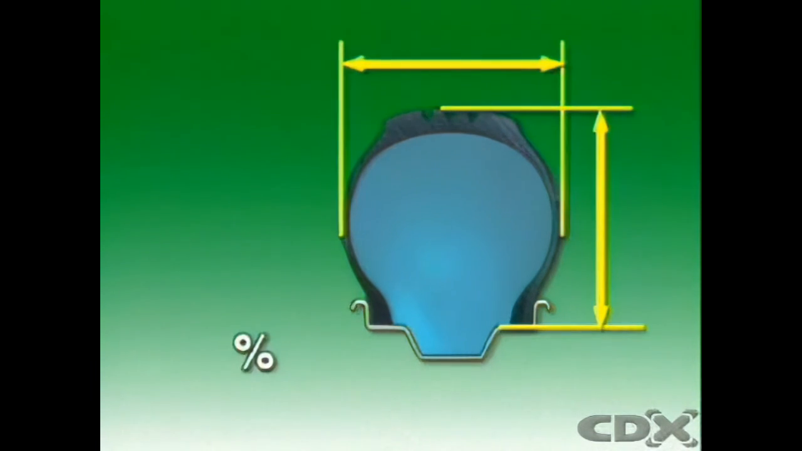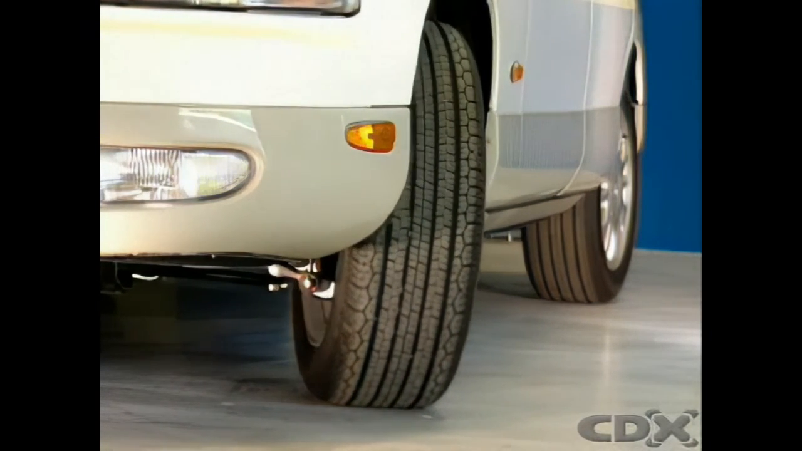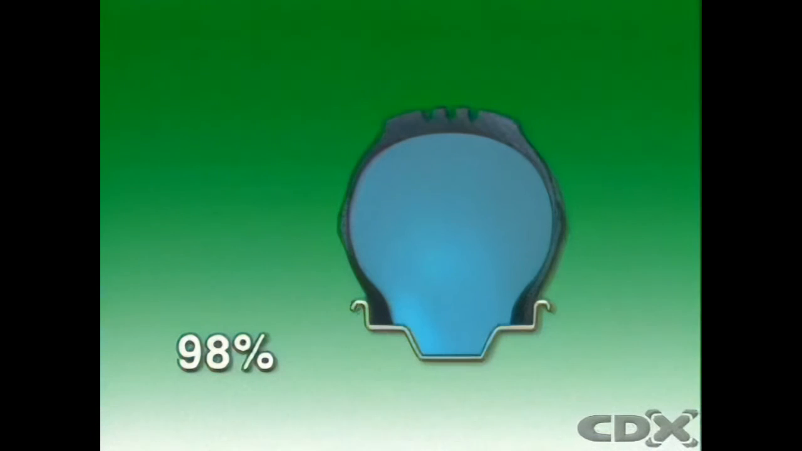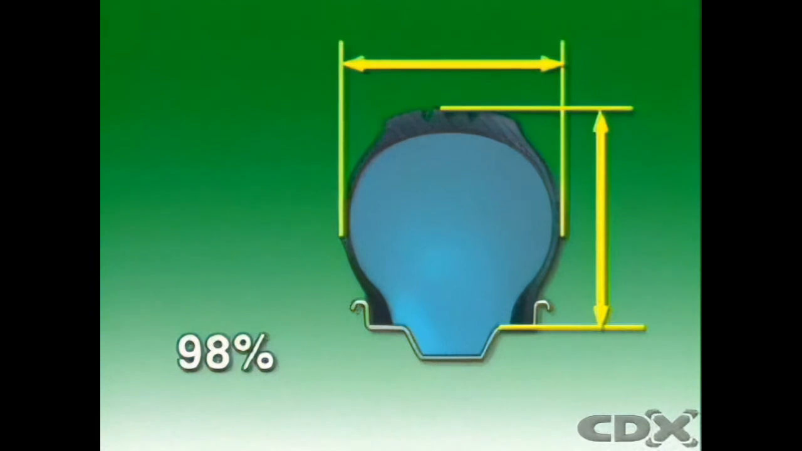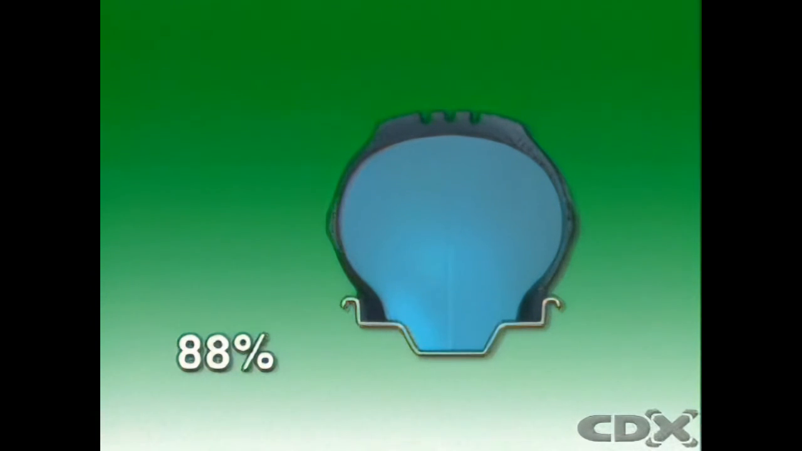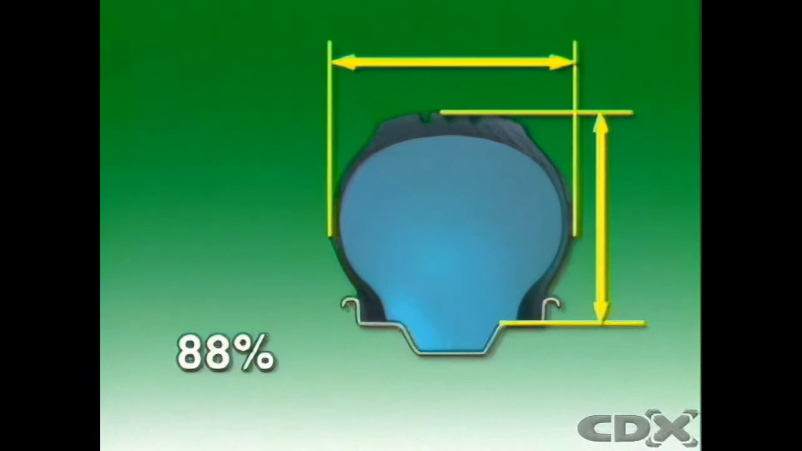The aspect ratio of a tire is the ratio of its height to its width. It is usually given as a percentage. The lower a tire's aspect ratio, the wider the tire is in relation to its height. An aspect ratio of 98% means the section height of the tire is slightly less than the section width. This is called a cushion or balloon tire. An aspect ratio of 88% means the height is 12% less than the width, giving a lower profile. It is called a medium-low profile tire.